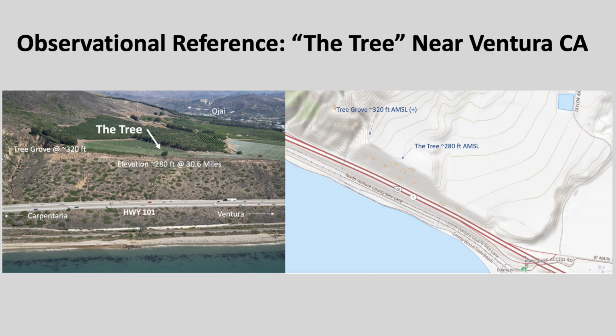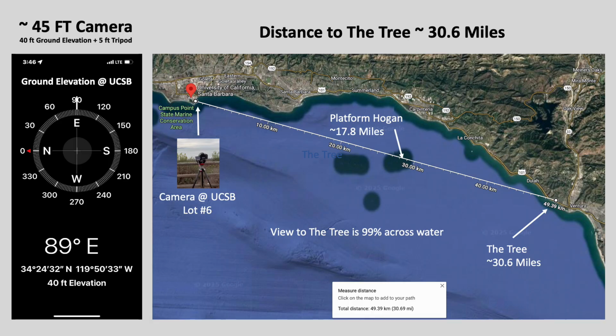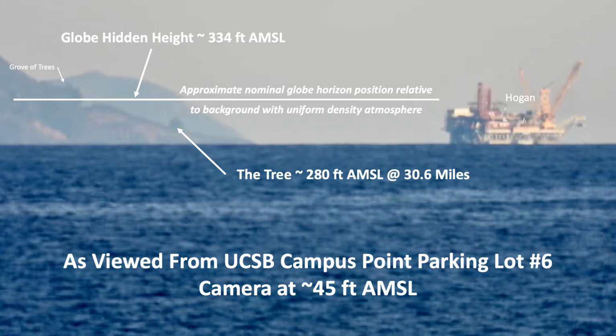As an observational reference, I'll use the tree near Ventura, California, as seen below. Here's the camera location, camera elevation, and distance to the tree. This is a typical view of the tree from UCSB.